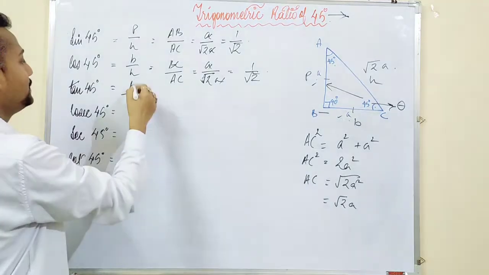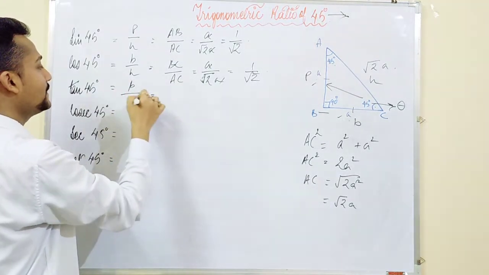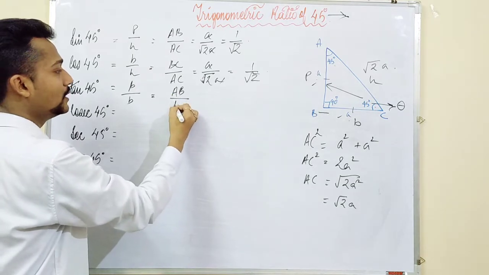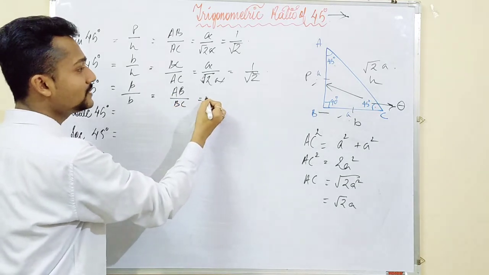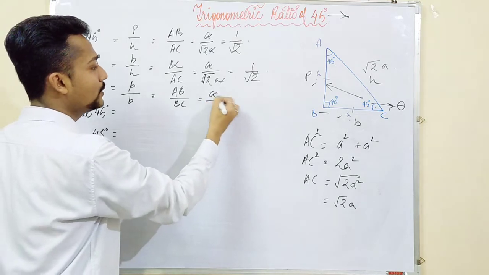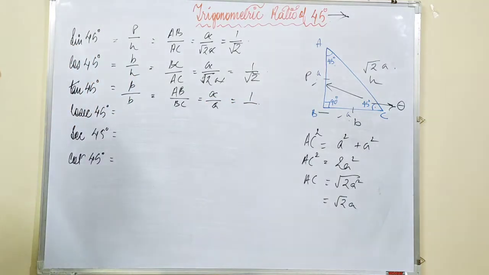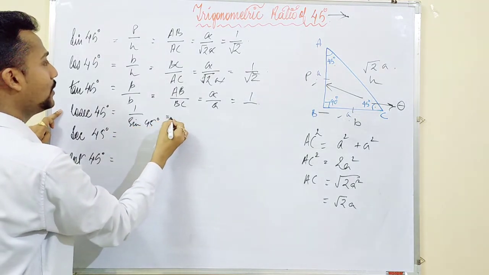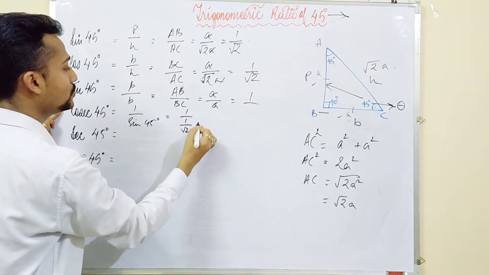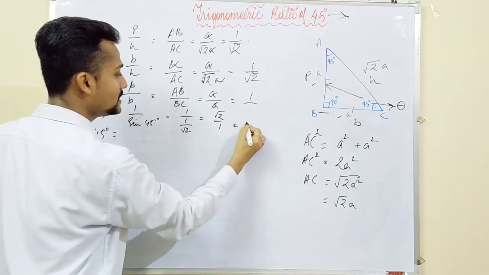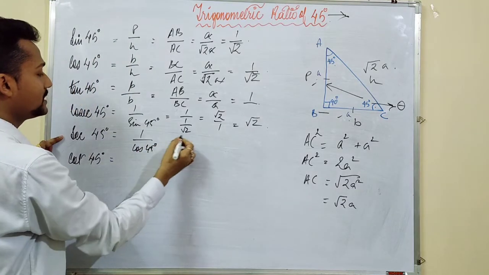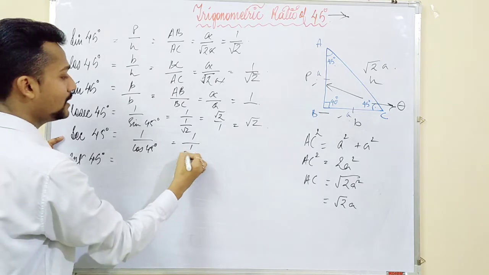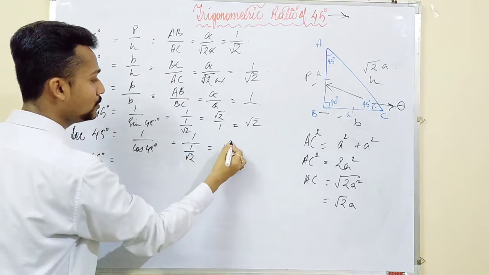Next, P by B. That means tan 45 is equal to P by B. P is equal to how much? P is equal to AB, B is equal to BC. AB is equal to A, BC is equal to A, so it is 1. Isn't it? Now cosec 45 is equal to 1 by sin 45, isn't it? Now 1 by sin 45, 1 by 1 by root 2 is equal to root 2 by 1, which is root 2. Then sec 45 degree is equal to 1 by cos 45 degree. 1 by cos 45 degree is equal to how much? 1 by 1 by root 2 is equal to root 2.